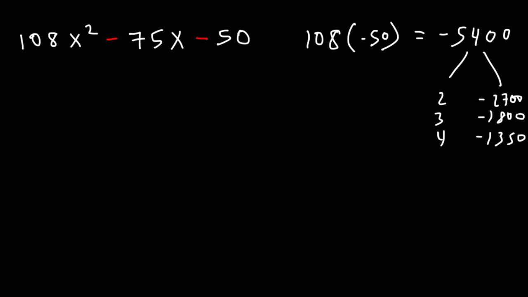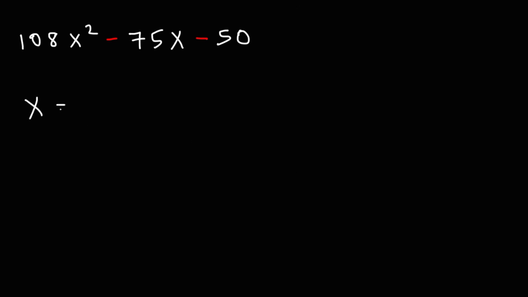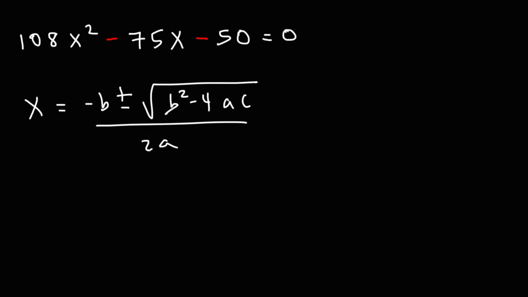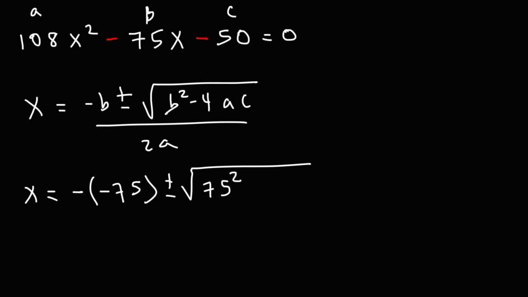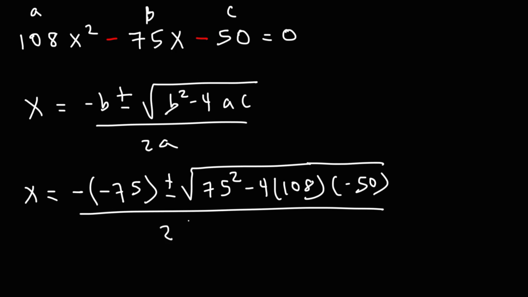It turns out that there is a way to reverse factor this problem, and it has to do with the quadratic formula. And that's x is equal to negative b plus or minus the square root of b squared minus 4ac, divided by 2a. Let's make this equal to 0. A is 108, B is negative 75, C is negative 50. So we have negative negative 75 plus or minus the square root of 75 squared minus 4 times A, where A is 108 and C is negative 50, all divided by 2a, or 2 times 108.